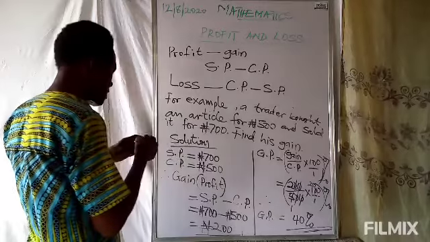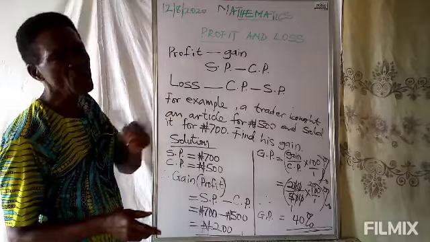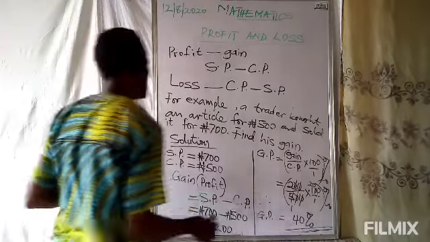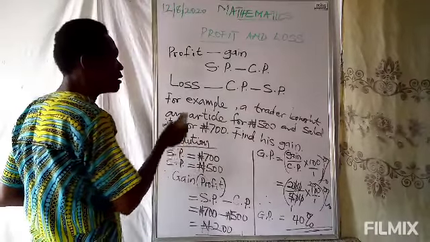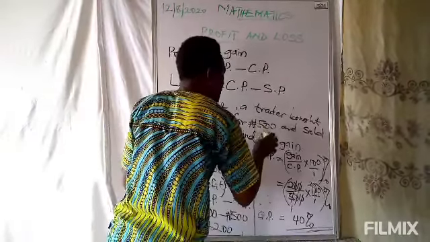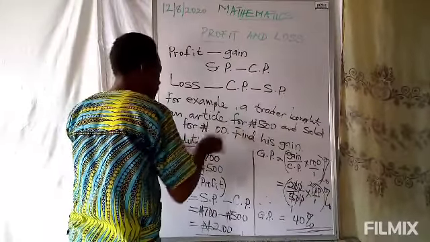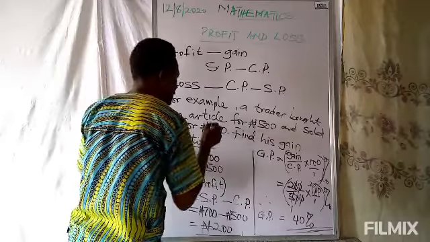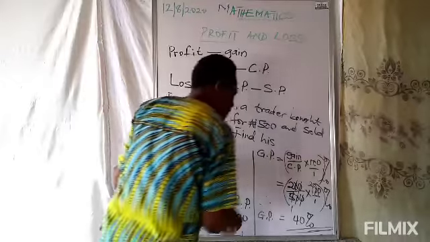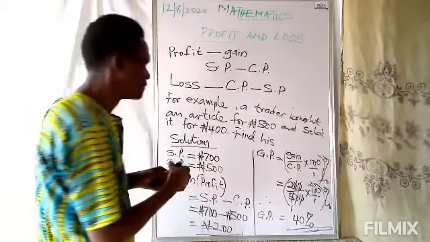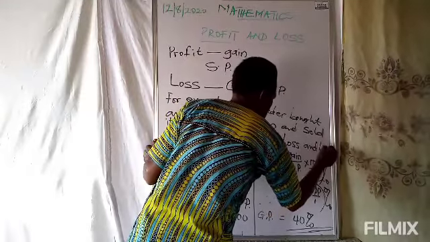Then, suppose the transaction goes the other way around. For example again, a trader bought an article for, let's say, 500 and sold it for 400 naira. Find his loss and loss percent.